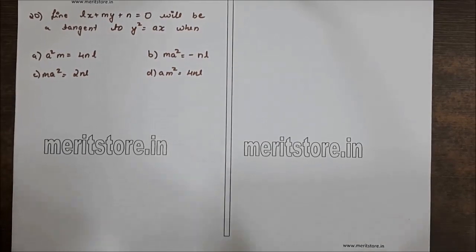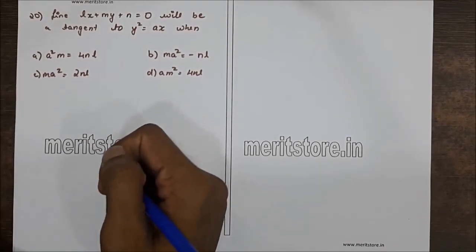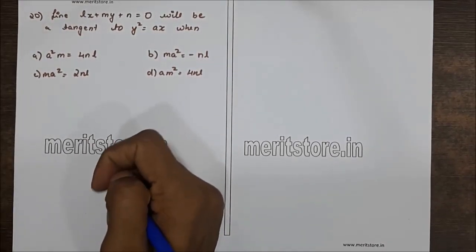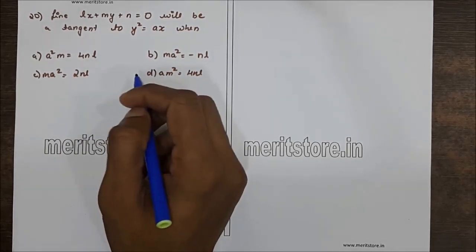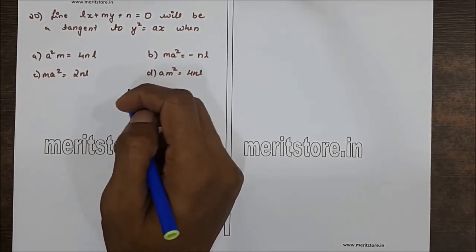Question 20. Line lx plus my plus n is equal to 0 will be a tangent to y square is equal to 4ax when we have four options given in a, m and n, l.